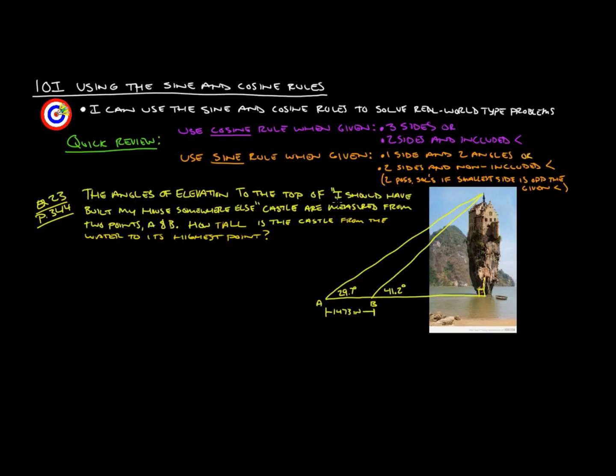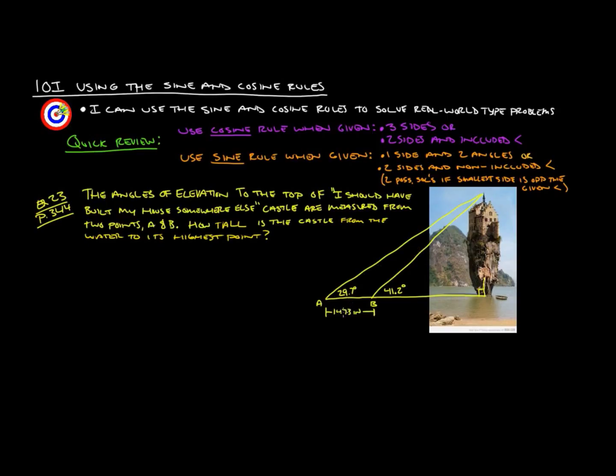The angles of elevation to the top of a castle are measured from two points A and B. How tall is the castle from the water to its highest point? What I'm thinking is if we can figure out what this side is, then we can use our trig ratios. You can use sine to figure out the opposite side over the hypotenuse from that angle. So if we can figure out this side, we're in business.